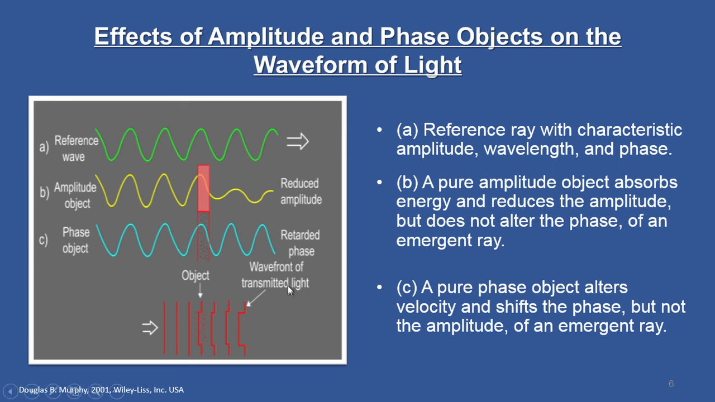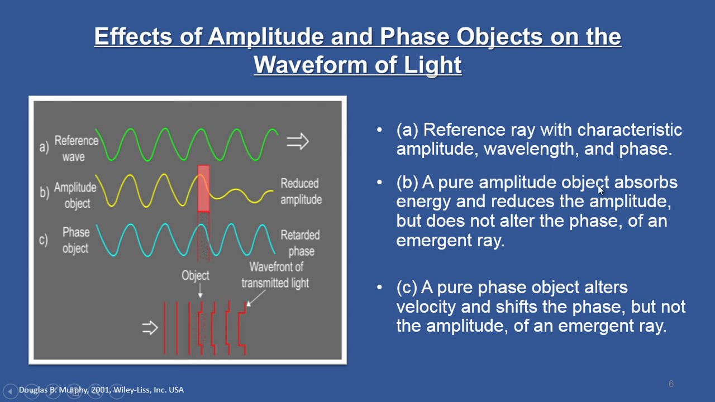And then you see that the transmitted wavelet has got a change in the phase of this wave which is coming out of this phase object. So that is what is written here: the reference ray with the characteristic of amplitude, wavelength and phase.